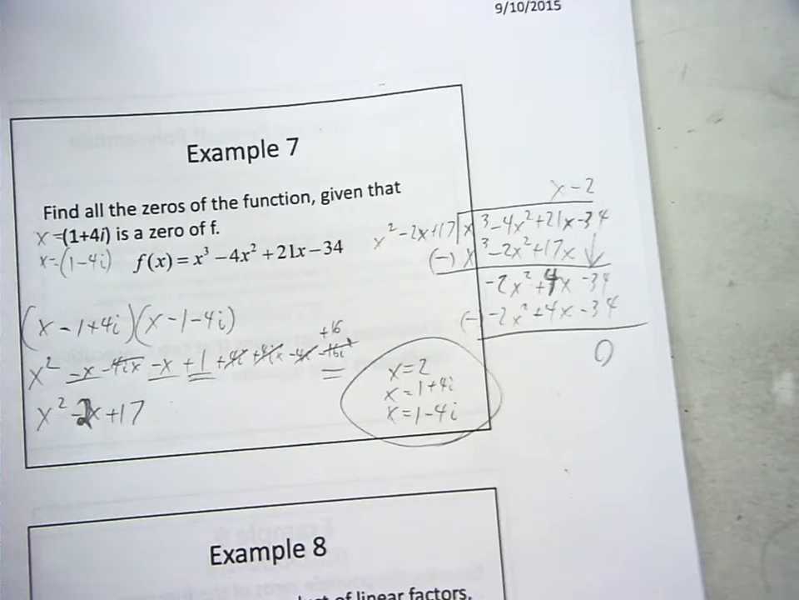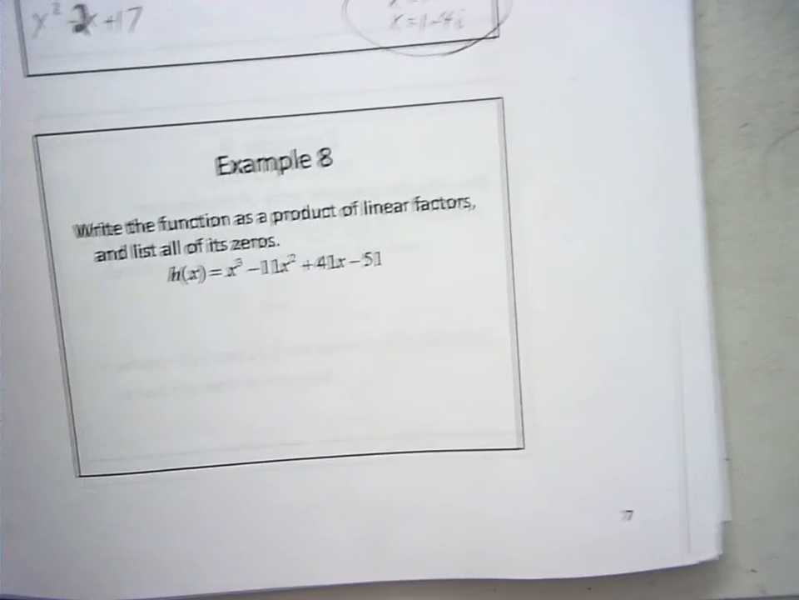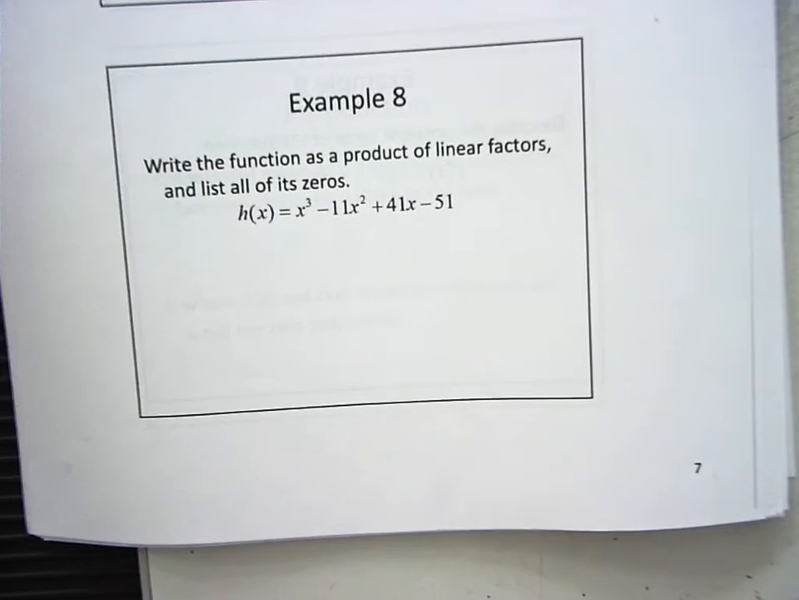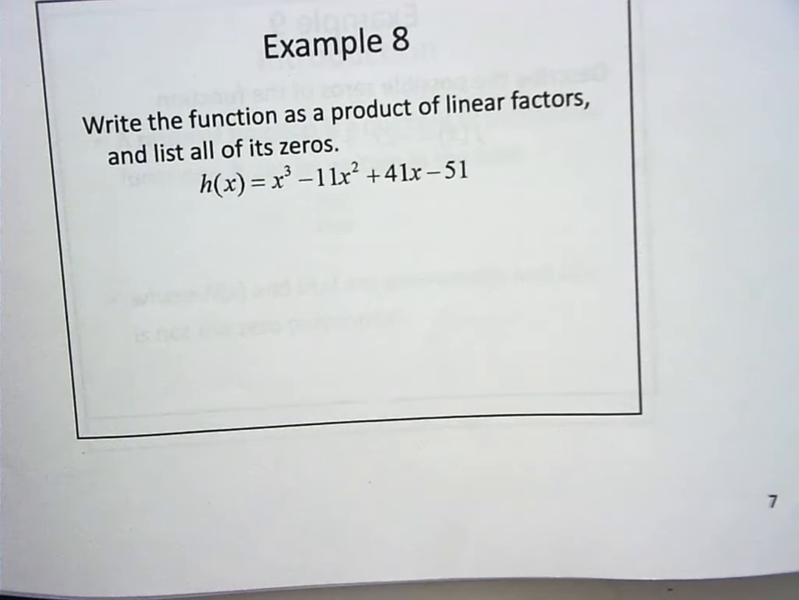Okay, let's do one where they give you a little less information. Write a function as a product of linear factors and list all its zeros. And all they do is give you the polynomial. Where would I start with this? Say again? Find the zeros. How?